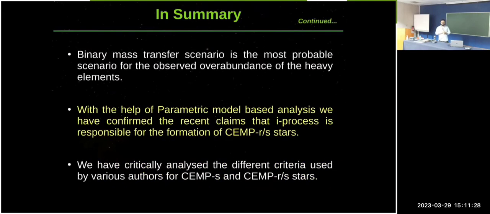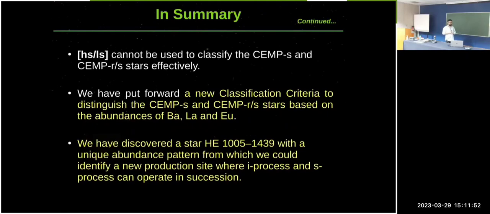So a binary mass transfer scenario is the most probable formation scenario for the observed abundances of the heavy elements. With the help of a parametric model-based analysis, we have confirmed the recent claims that the i-process is responsible for the formation of CEMP-r stars. We have critically analyzed the different criteria used by various authors for CEMP-s and CEMP-r stars, and we found that [hs/ls] cannot be used to classify the CEMP-s and CEMP-r stars. So we have put forward a new classification criterion to distinguish the CEMP-s and CEMP-r stars based on the abundances of barium, lanthanum, and europium.